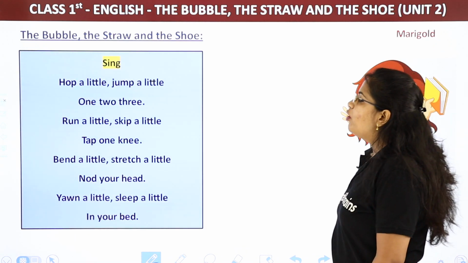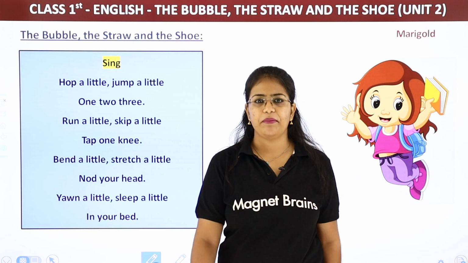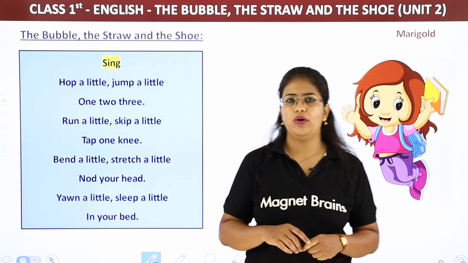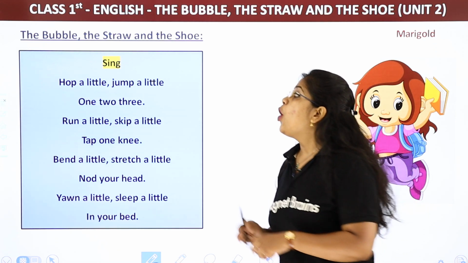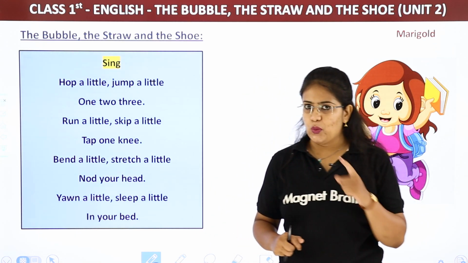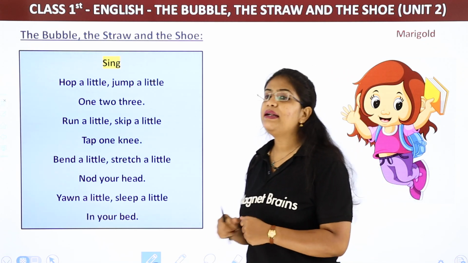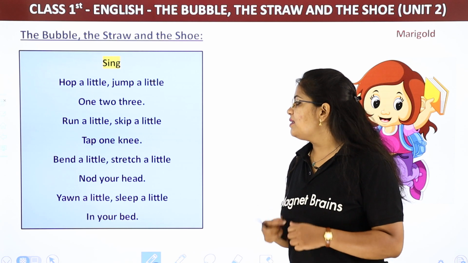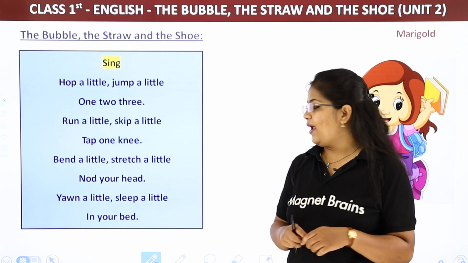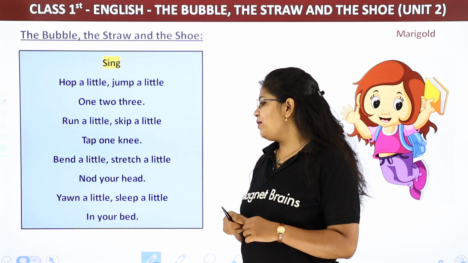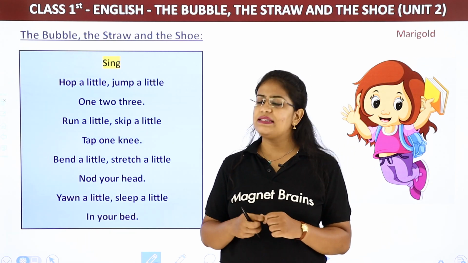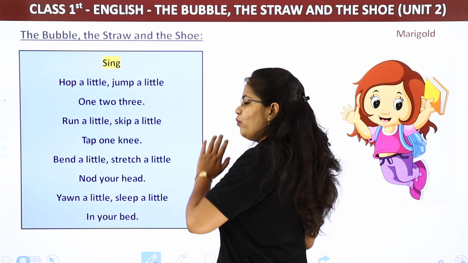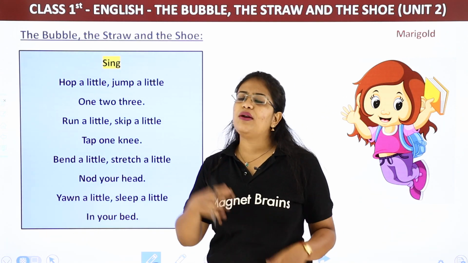Now you have a poem. It's a small rhyme. ठीक है? I guess आप लोगों ने ये नर्सरी में शायद पढ़ा होगा. So it is: hop a little, jump a little, 1, 2, 3. Run a little, skip a little, tap one knee. Bend a little, stretch a little, nod your head. Yawn a little, sleep a little in your bed. It's an action song. You can do it with action. First of all, you can learn it and then you can do it with action.